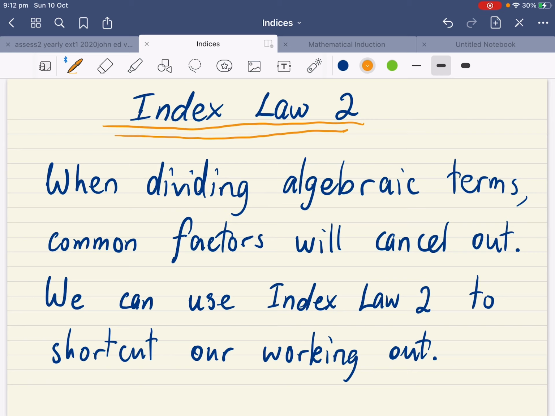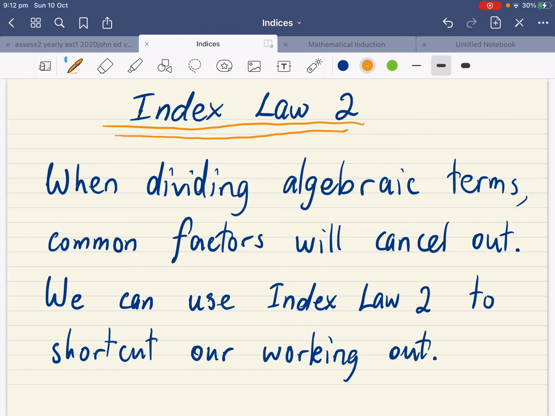This is our heading, index law 2. So I'm going to get you to pause the video, get the heading, and this here is our notes for today's lesson. So get all of this copied into your maths book. Once you've got that in, unpause the video and we'll continue.